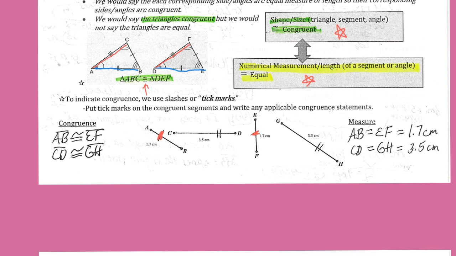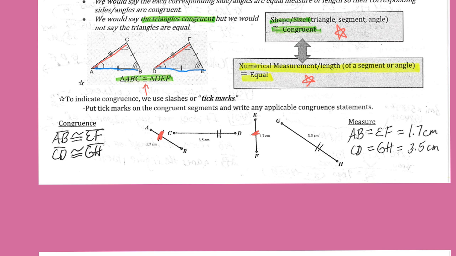So if you want to talk about their shapes being congruent, you could say segment AB is congruent to segment EF. They're the same shape and size. But we could also talk in terms of their length. The length of AB equals the length of EF, and they both are 1.7 centimeters. So we can talk about their name and their shape, and we can also talk about their size. Therefore, for two segments to be congruent, we talk about their names, and for their lengths to be equal, we talk about their measures.